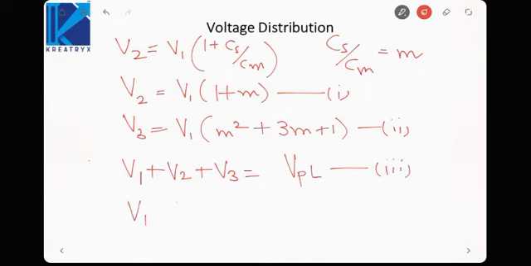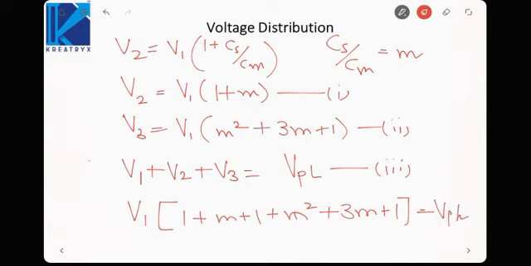And if we express all in terms of V1, it will be V1 into (1 plus M plus 1 plus M square plus 3M plus 1) equals V phase, or V1 will be equal to V phase divided by (M square plus 4M plus 3). So this way we can calculate V1 and then we can calculate the rest of the voltages.